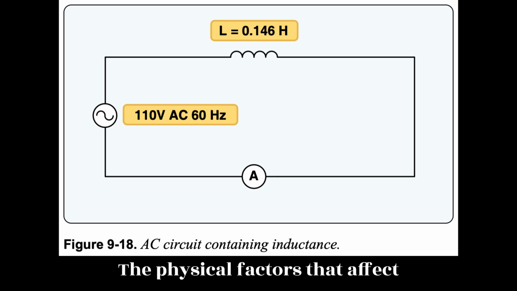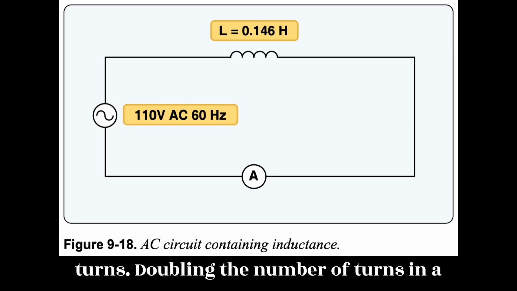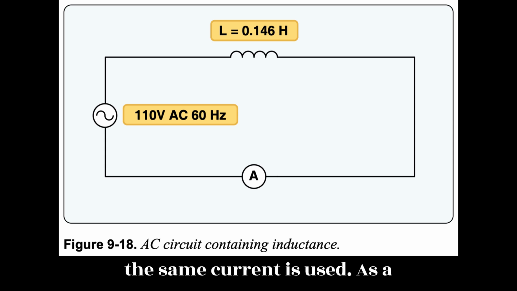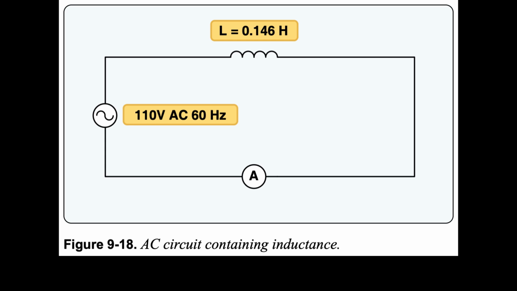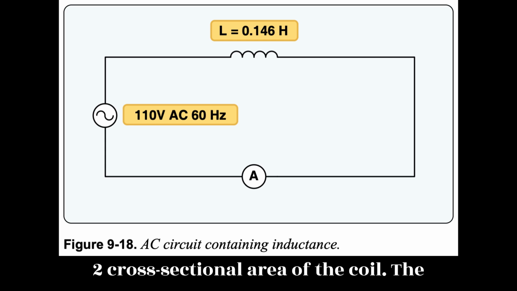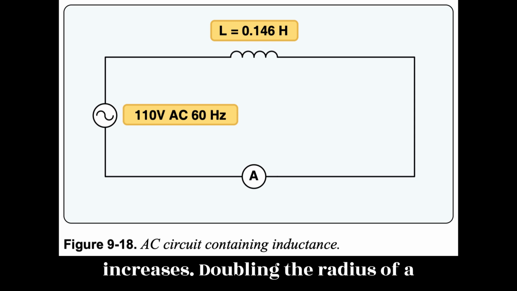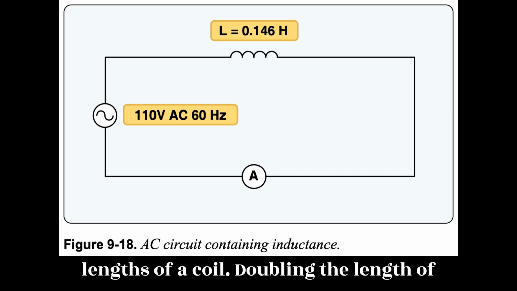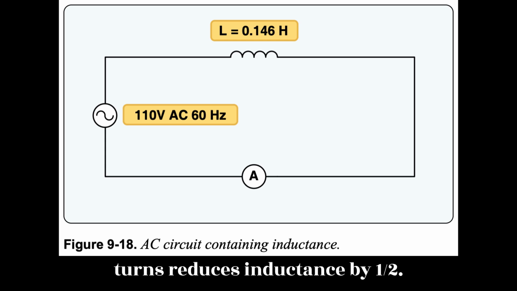The physical factors that affect inductance are: 1. Number of turns. Doubling the number of turns in a coil produces a field twice as strong if the same current is used. As a general rule, the inductance varies with the square of the number of turns. 2. Cross-sectional area of the coil. The inductance of a coil increases directly as the cross-sectional area of the core increases. Doubling the radius of a coil increases the inductance by a factor of 4. 3. Length of a coil. Doubling the length of a coil, while keeping the same number of turns, reduces inductance by 1/2.